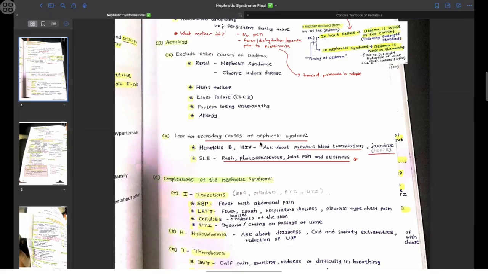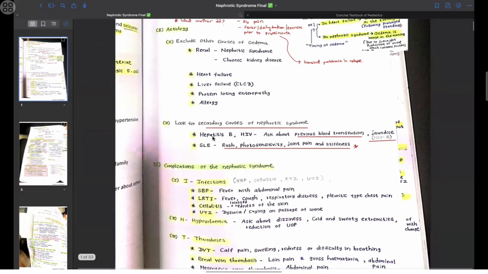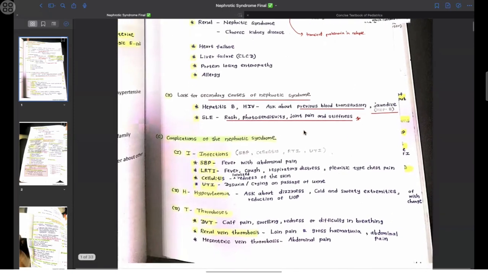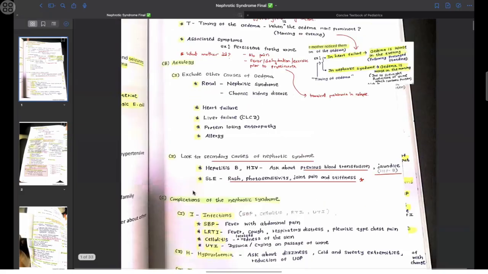Then for causes, we are going to rule out any hepatitis B or HIV. That's also about previous blood transfusions. If the patient has ever been jaundiced with Hep B, those are some things you can ask. You can ask about the parents' history, if they have a history of HIV. Then SLE, you can ask about the rash, photosensitivity, joint pain, stiffness, those things you can ask. Then moving on, after the etiology, we go to the complications, right?